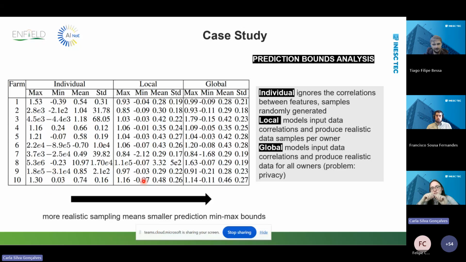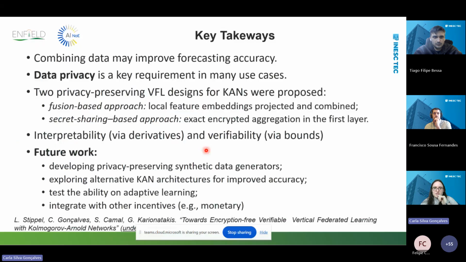When we force the dependence in local features, so if I have my wind speed at 10 meters and wind speed at 100, they are certainly correlated. So if I take these more realistic correlations into account, then we see that the minimum and maximum of the output that the CAN gives makes more sense. And if we generate all this data with correlation between my data and data from the others, then the limits shrink a lot.